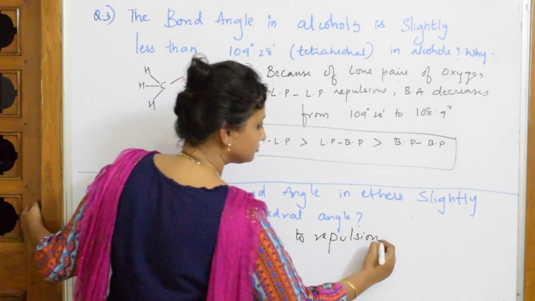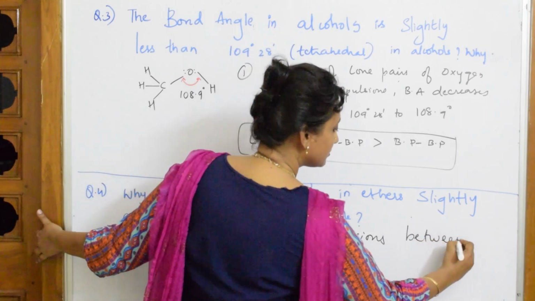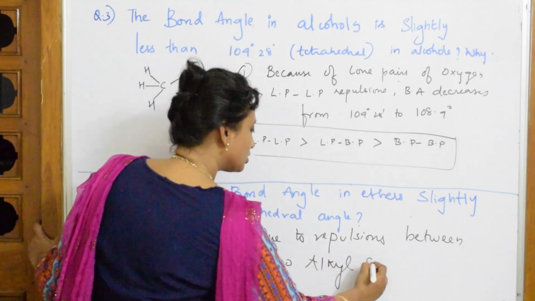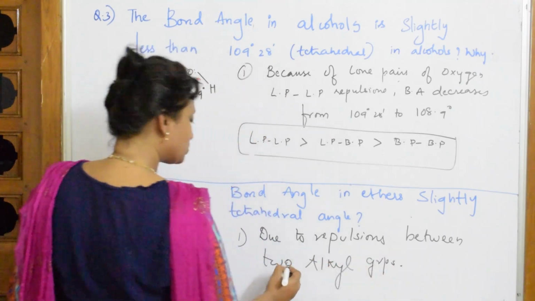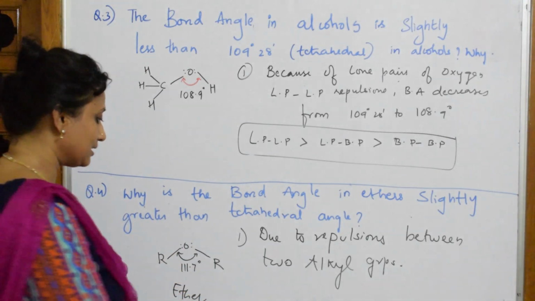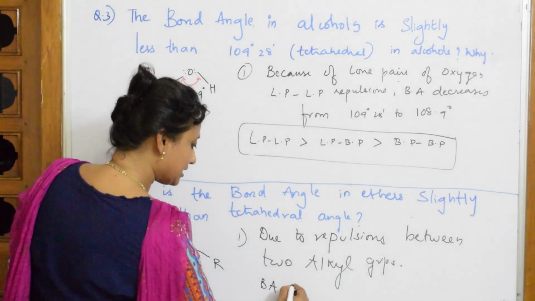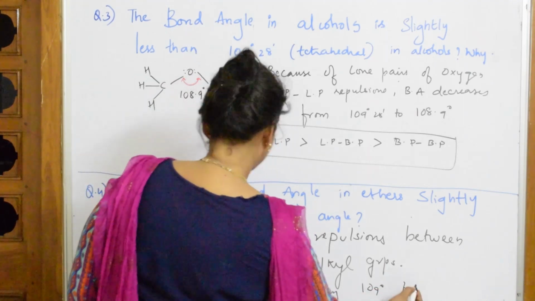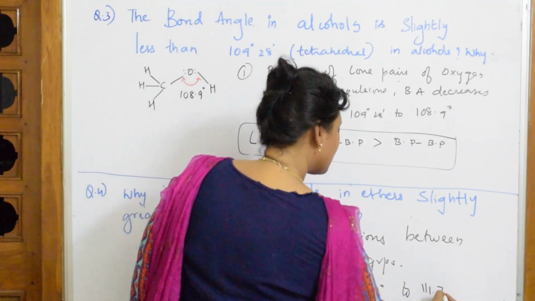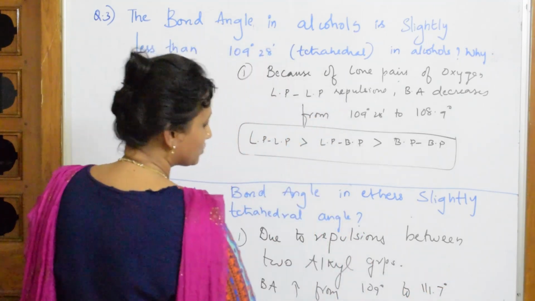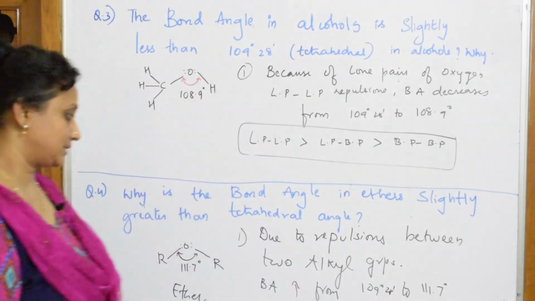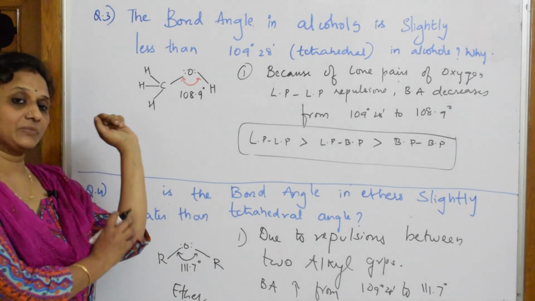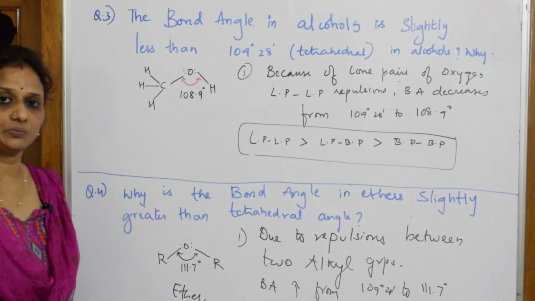Due to repulsions between 2 alkyl groups, your bond angle increases from 109 degree to 111.7 degree. So 109.28, specific, yes, 28. Here it was due to difference in electronegativity and your lone pairs. Here this is basically due to your alkyl group. Please note it.